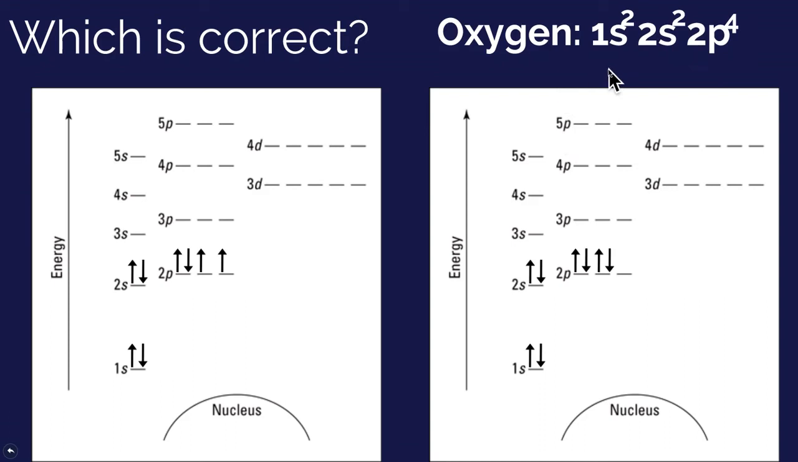So if you go through this example of oxygen and you take the superscripts, so 2, 2, and 4, and you add them all together, you'll see that oxygen will have 8 electrons total that you need to put into this energy diagram. And if you go through these two examples, you can see that they both have 8 electrons. So now how do you choose which one is correct?